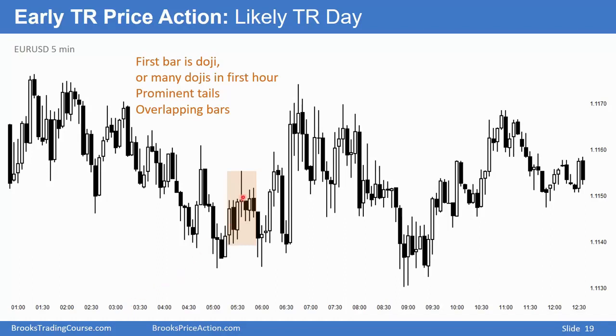Is this the first bar of the day session? Maybe. If it is, it's a doji. Very prominent tails on all of the bars here. A lot of overlapping bars. The bars almost completely overlap. A lot of reversals up and down and up and down and up and down.